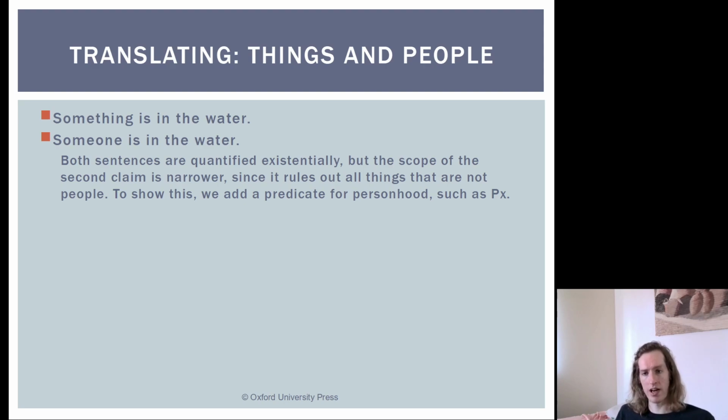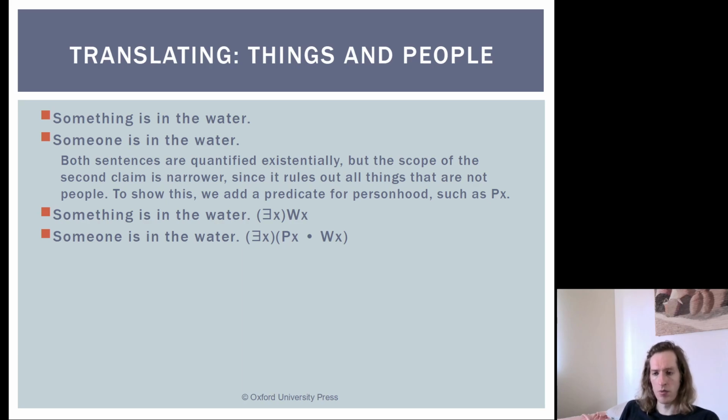So to show this, we add a predicate for personhood, such as Px. So if I want to say something is in the water, I can say there is at least one thing x such that Wx. There is at least one x that is in the water. In this case, the capital W will stand for in the water. If I want to say someone is in the water, I could say there is at least one x such that x is a person, Px, and x is in the water, Wx. Of all the things that exist, there is at least one thing that has the properties of being a person and being in the water, which is to say, someone is in the water.